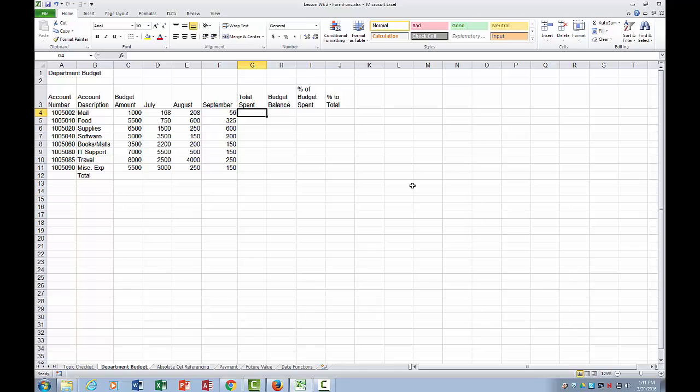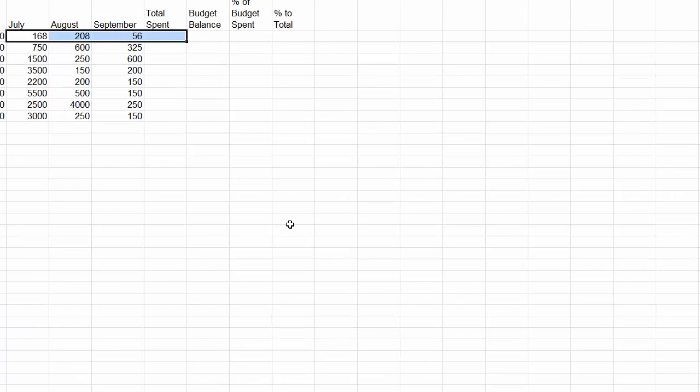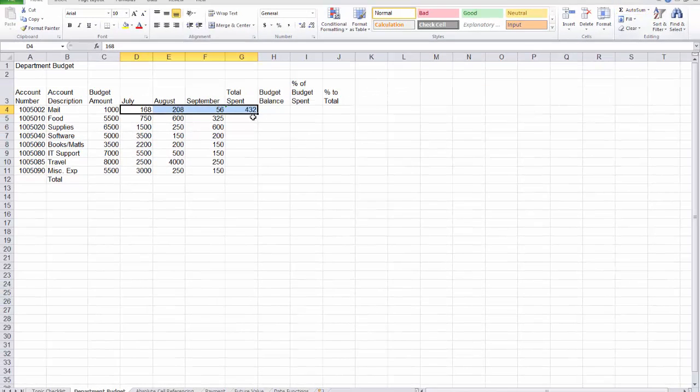My answer cell is G4, and I might be tempted to go to AutoSum. But I can't use AutoSum like that because it includes the budget amount. So I'm going to hit Escape. Instead, I'm going to teach Excel what the contributing cells are, D4 through F4 with the answer cell of G4. AutoSum. And now I can autofill this math.